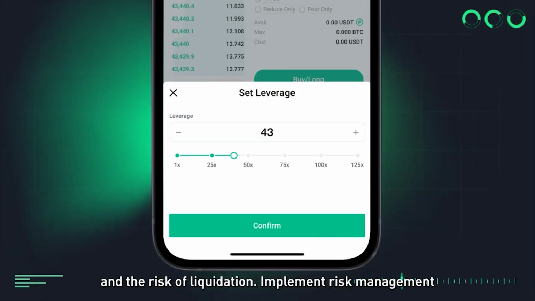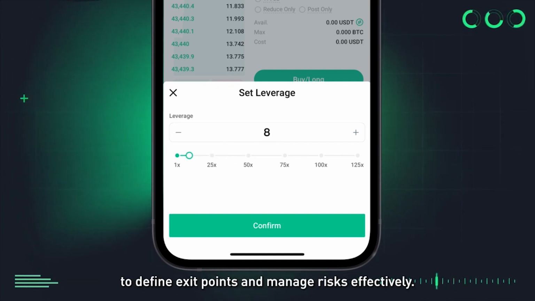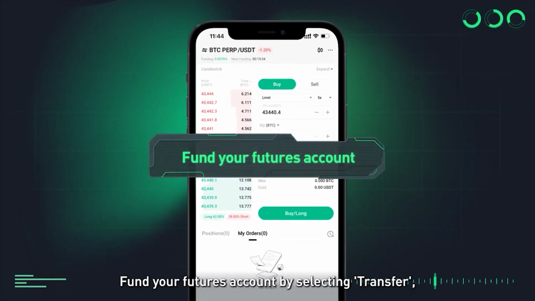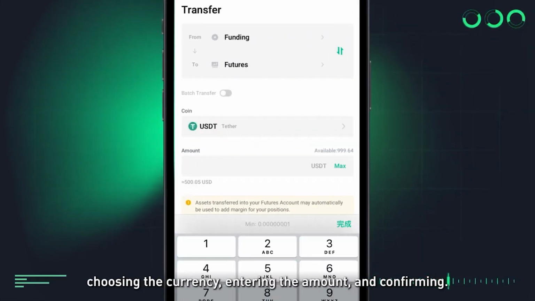Implement risk management strategies like setting stop loss and take profit orders to define exit points and manage risks. Effectively fund your futures account by selecting transfer, choosing the currency, entering the amount and confirming.